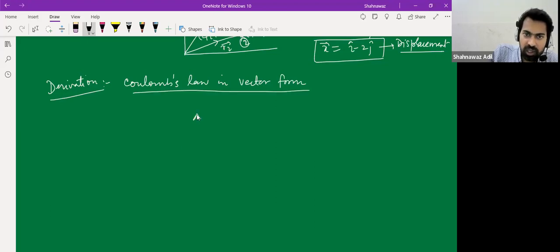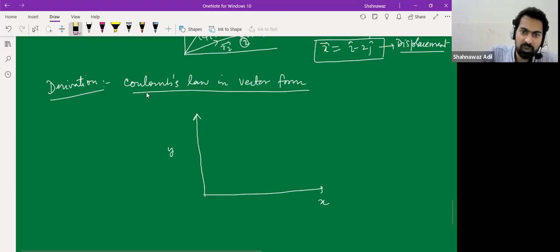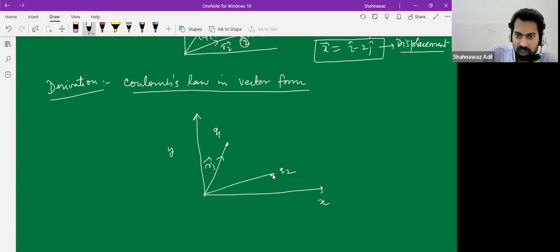Okay. So as in the previous diagram, we have this is x, this is y. We have two charges placed in this plane. This is the q1 charge and this is the q2 charge. The position vector of the q1 charge is r1, and the position vector of the q2 charge is r2. And this is the separation. The separation vector is r12.